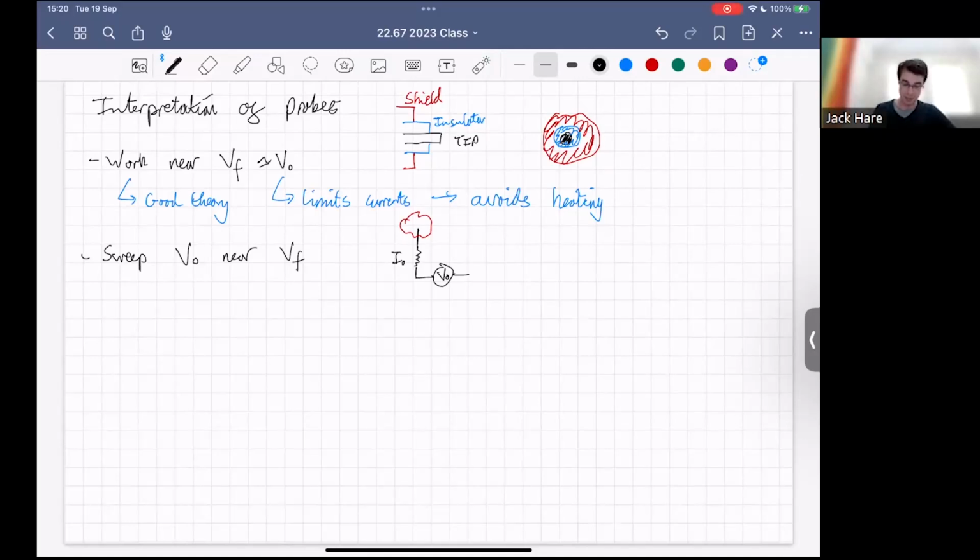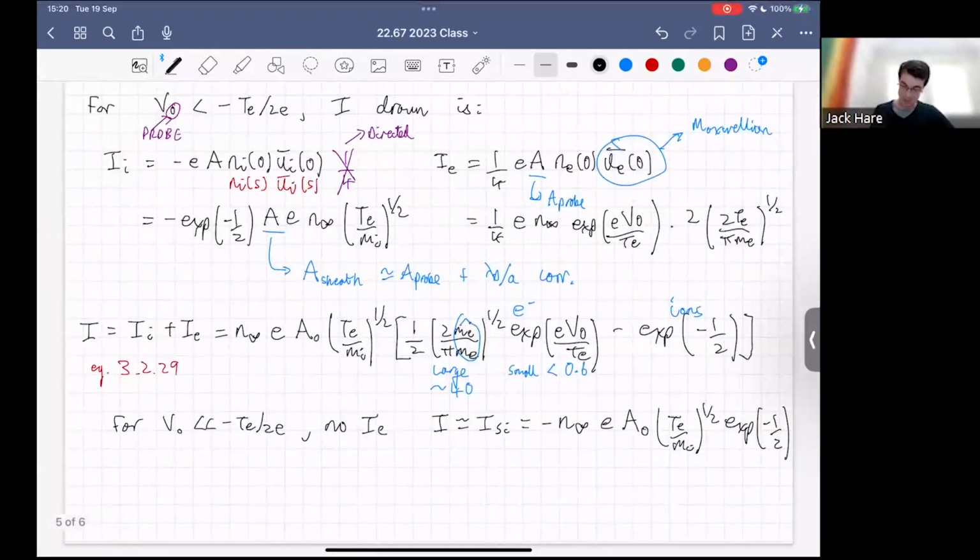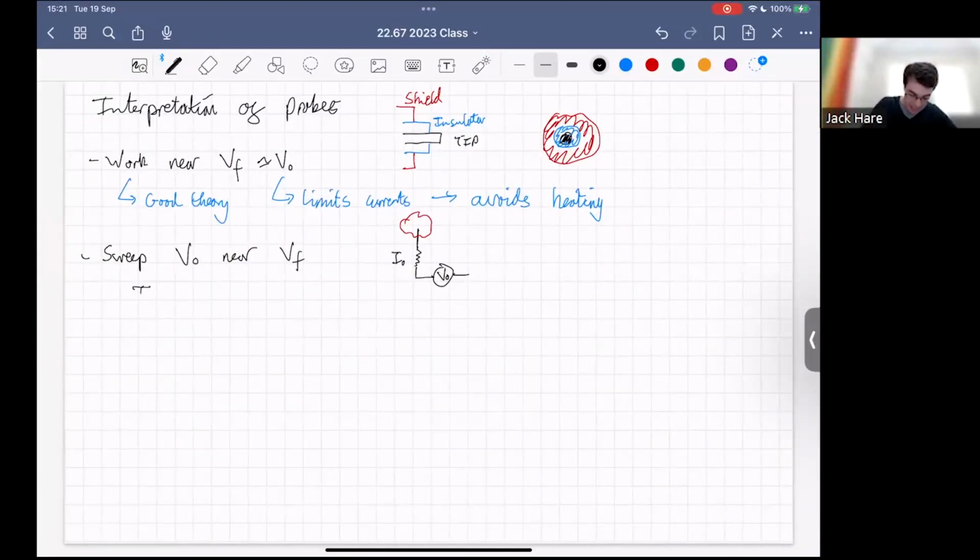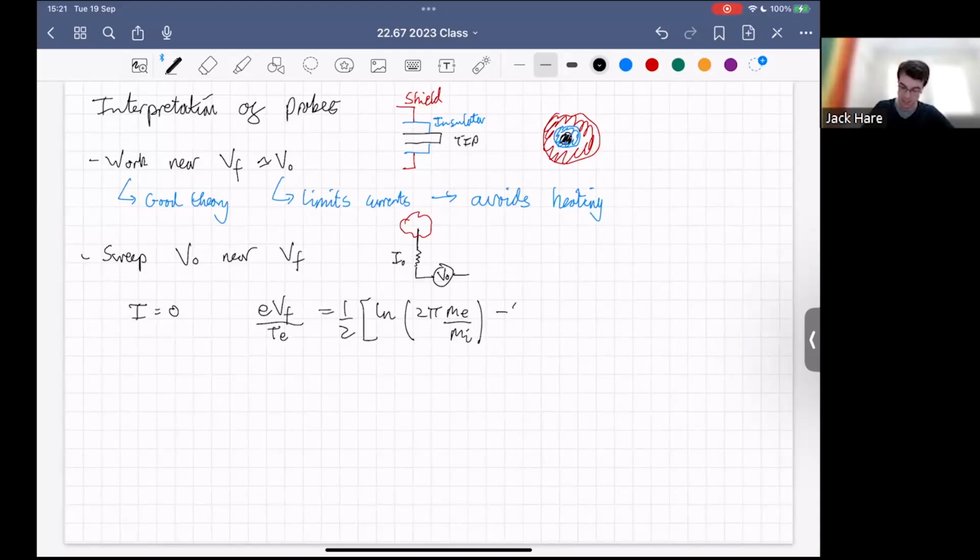And we're going to be near the floating potential. And if we go back to the equation that we had back here and we set the current equal to 0, so if we say I equals 0, we can rearrange this and we can find out that the electron charge times the floating potential, which we're operating near, over the electron temperature is going to be equal to 1/2 times the natural logarithm of 2 pi me over mi minus 1, all in brackets. Okay, so this is a vaguely complicated looking expression, but of course the only things that matter in here are the electron mass and the ion mass.